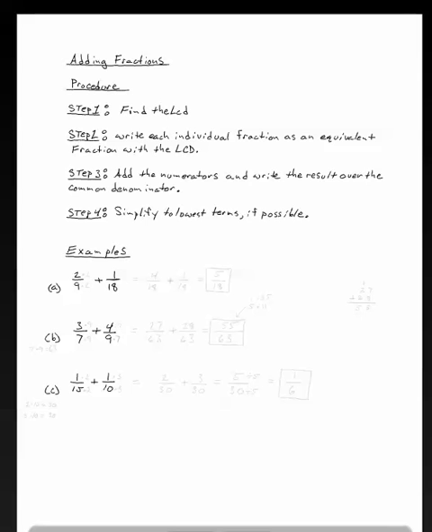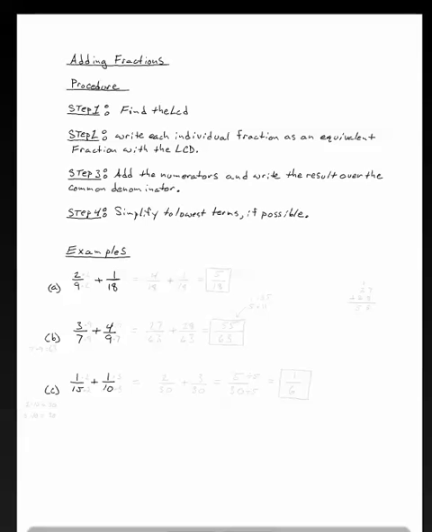Adding fractions. Procedure. Step 1, find the LCD, or lowest common denominator. Step 2, write each individual fraction as an equivalent fraction with the LCD. Step 3, add the numerators and write the result over the common denominator. Step 4, simplify to lowest terms if possible.